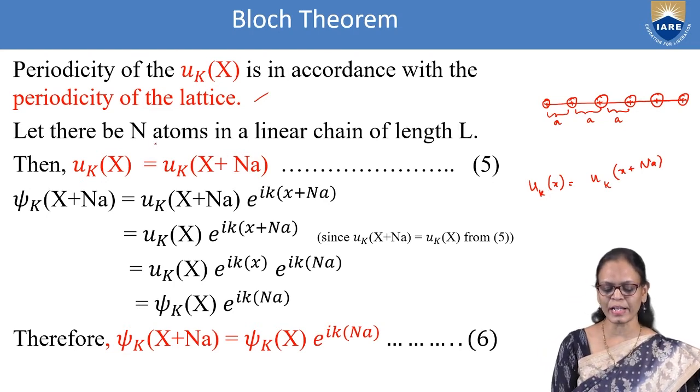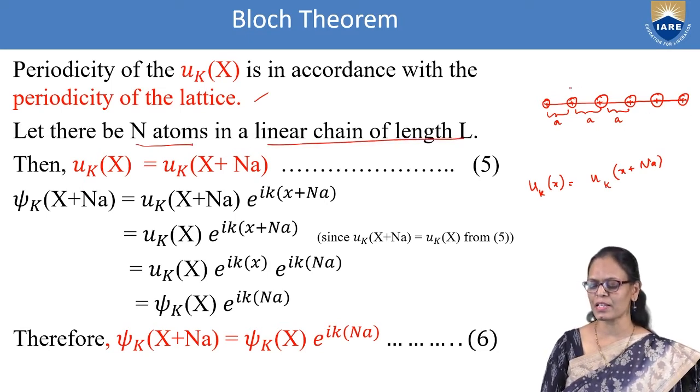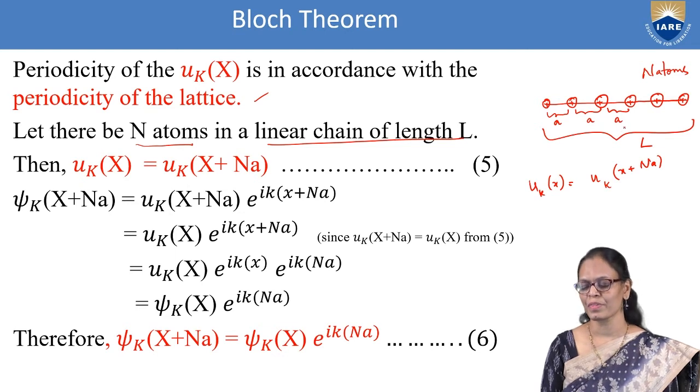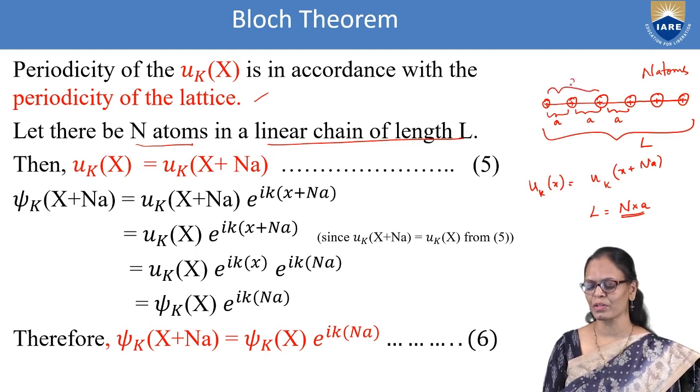Now if we extend it to n atoms of a linear chain of length L, N atoms are arranged in a length L. How do I get the length L? N multiplied by a. L can be obtained by multiplying the number of atoms and the interspacing between them, so L is equal to Na. This gives us the space. The space between the first and the second atom is a, and between the first and the third it will be 2a.